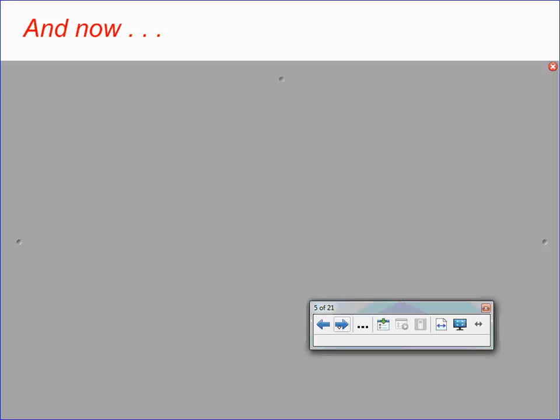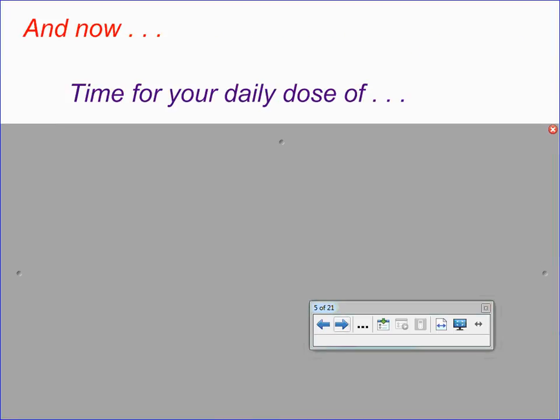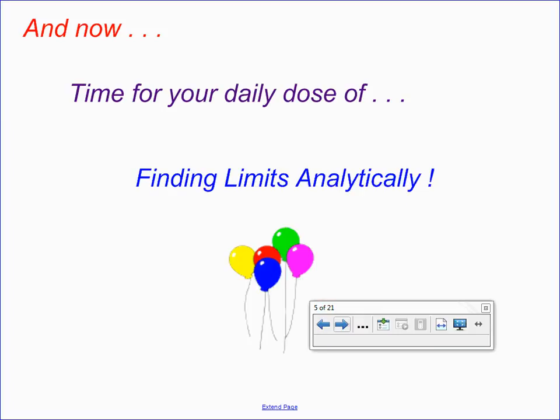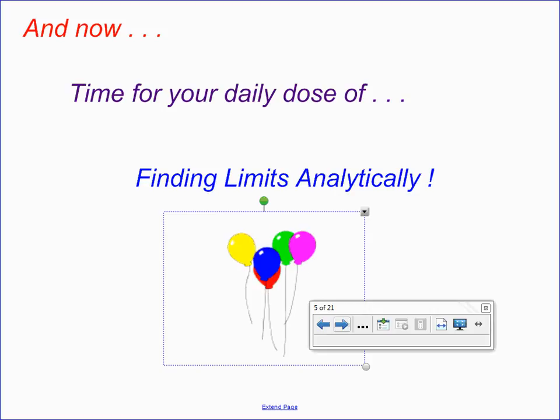Awesome. All right, and now it's time for your daily dose of finding limits analytically. And I can't think of much more exciting things to do than that. So once again, we've got our comfort zone, our familiar graphing calculators, right? And we're trying to put them on the back burner as we think about limit evaluation using our brains and our knowledge of function behavior. And you guys have a wealth of function behavior knowledge that you've been developing over the past 3-4 years.